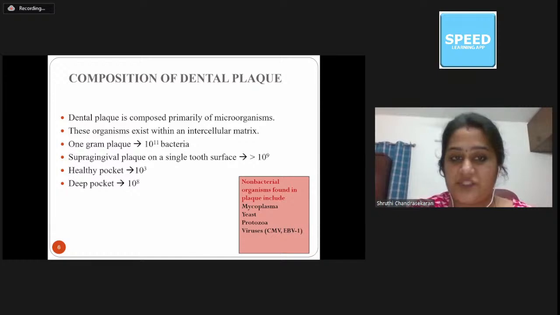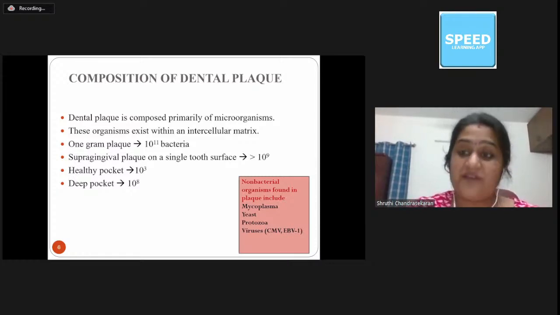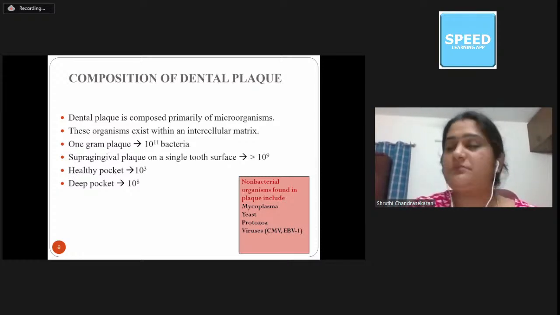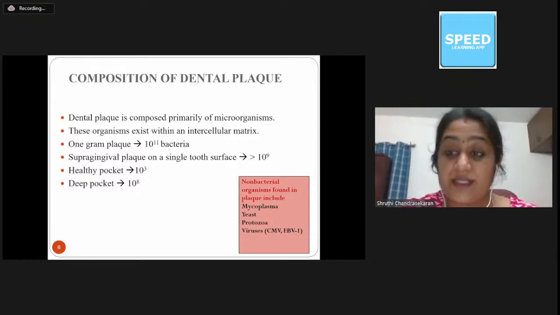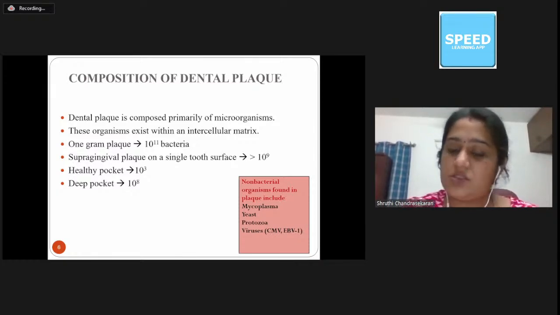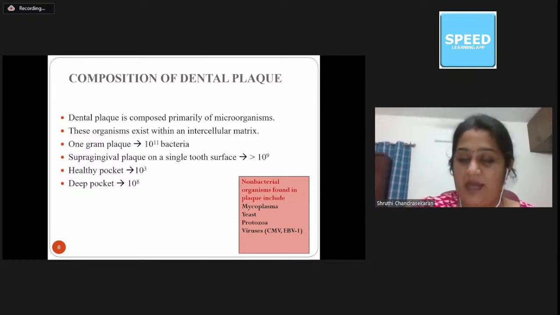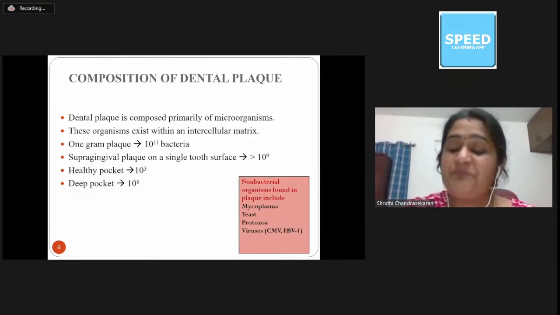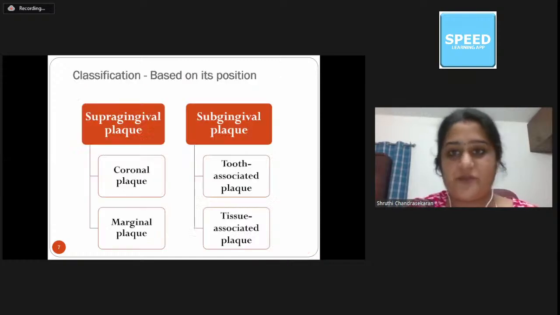So this is an MCQ question. 1 gram of dental plaque contains 10 power 11 microorganisms, especially bacteria. Supragingival plaque, I'm not talking about the whole plaque, but supragingival plaque on a single tooth surface contains more than 10 power 9 bacteria. A healthy pocket contains 10 power 3 bacteria, and a deep pocket has 10 power 8 bacteria. There are also certain non-bacterial organisms found in the plaque, which are mainly the mycoplasma organisms, the yeast, the protozoa, and viruses such as the cytomegalovirus and the Epstein-Barr virus.